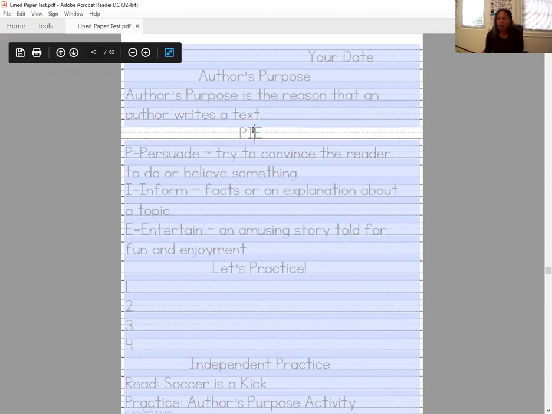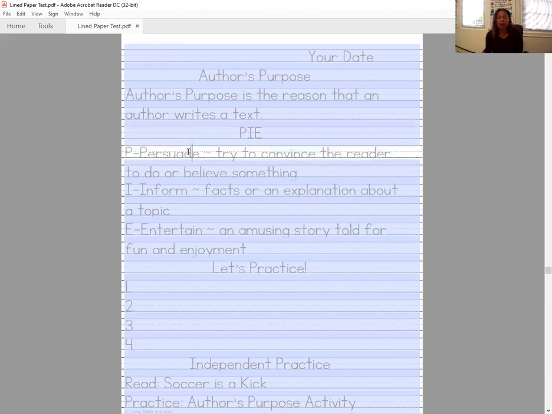Remember that the acronym is PIE, P-I-E. Each letter of PIE stands for a different reason. The P stands for persuade, meaning that the author tries to convince the reader to do or believe something. The I stands for inform, when the author gives you facts or an explanation about a topic. And the E stands for entertain, which is an amusing story told for fun and enjoyment. At this point, I want you to put me on pause and write down the definitions for author's purpose.